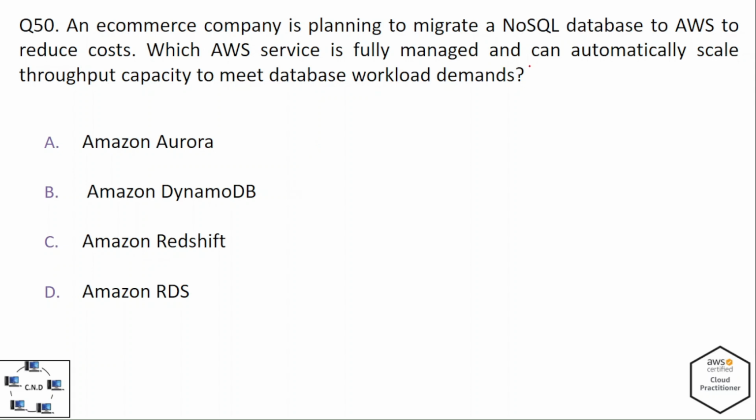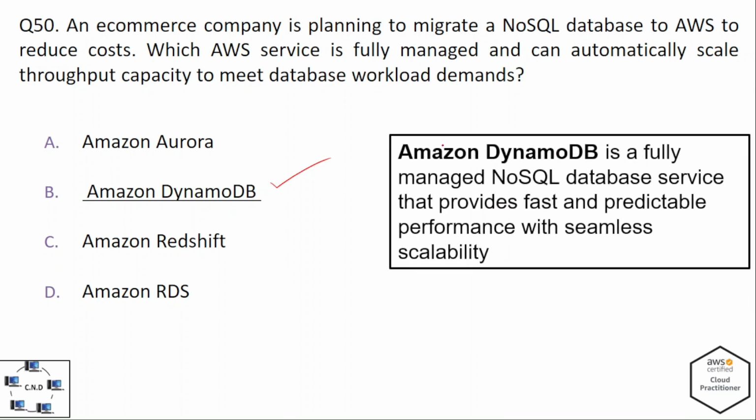And the correct option is, we are talking about migrating a NoSQL database to AWS to minimize cost, and the correct option is Amazon DynamoDB. So Amazon DynamoDB is basically a NoSQL database inside AWS, where we can deploy or host our own NoSQL database. Amazon DynamoDB is a fully managed NoSQL database service that provides fast and predictable performance with seamless scalability.